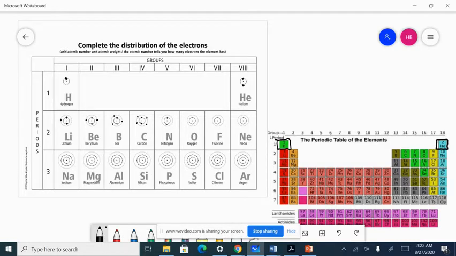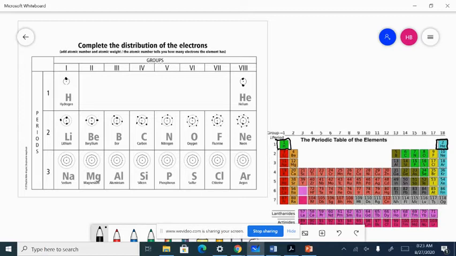Nitrogen has 7 total. That is 2 in the first and 5 in the second. Oxygen has 2 in the first and 6 in the second. Fluorine, we're getting closer to filling it up, and this is why fluorine is ever so reactive, because he is an almost full electron shell. He would love to get that last electron. And neon has a full first shell, but now he completes the second shell because he has 8 electrons in the second shell. Notice helium has a full first shell with 2 electrons. Neon has a full second shell with a total of 10 electrons.